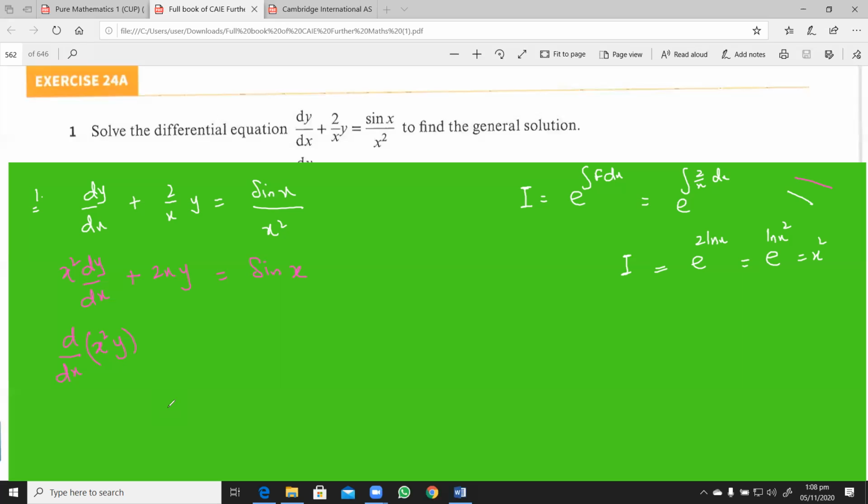Yes, sir, it is. See children, it is the last chapter of further maths, so you will get some shocks, right? So this is d by dx of x squared y.